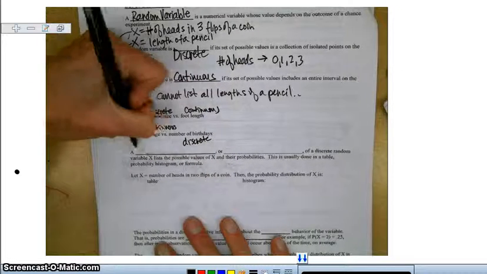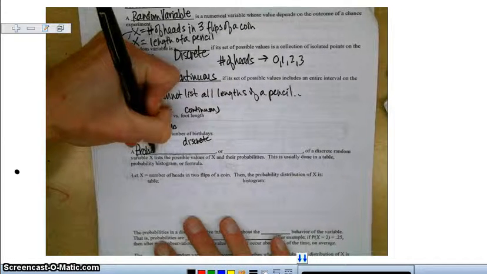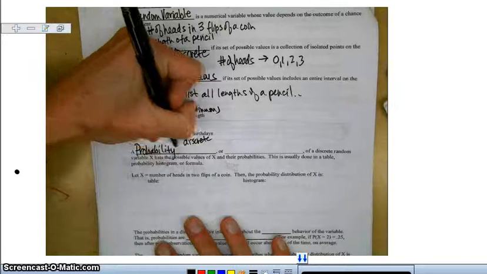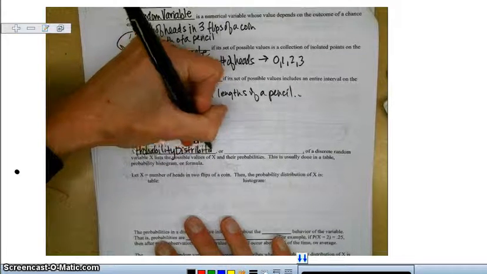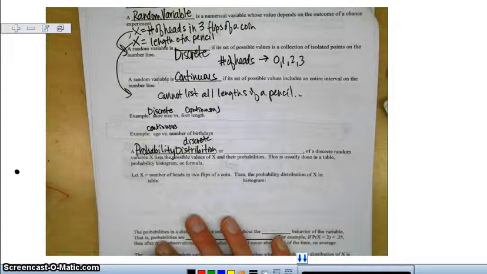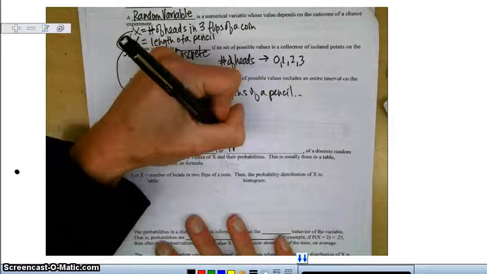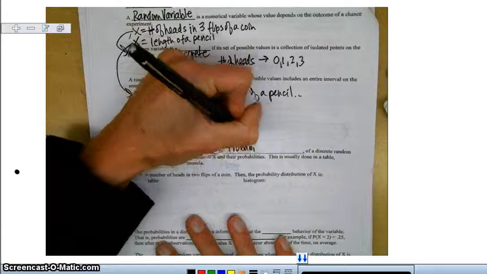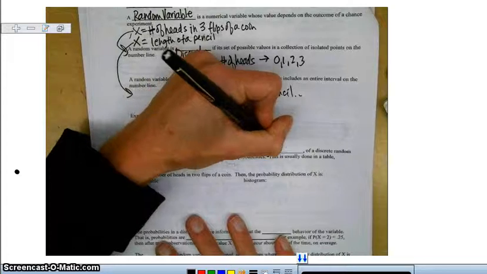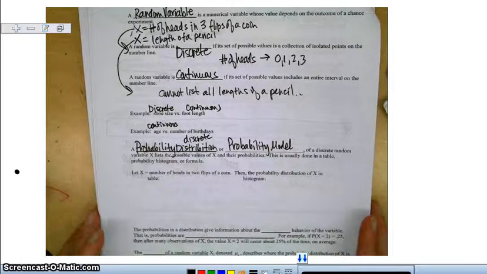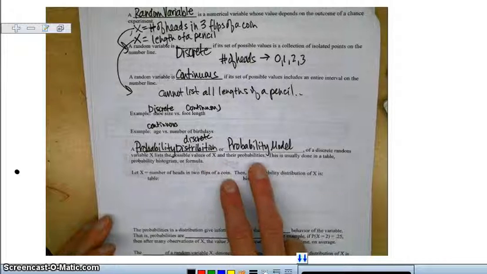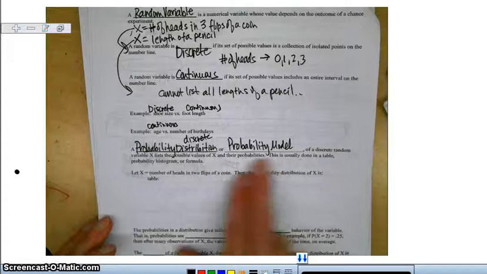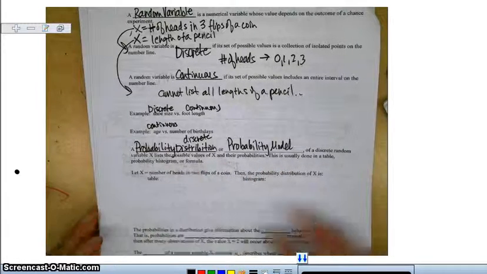So a probability distribution now, for the rest of the year we're going to deal with these and normal models. So a probability distribution or probability model of a discrete random variable, X, lists the possible values of X and their probabilities. This is usually done in a table, probability histogram or formula. So we're going to do lots of tables.